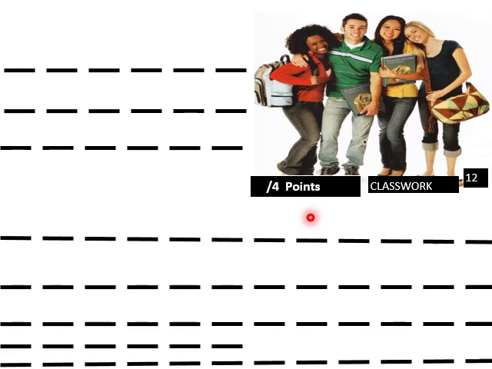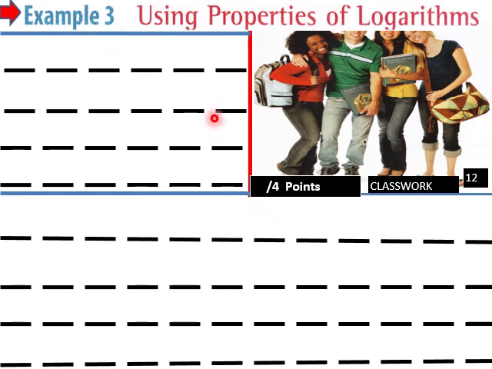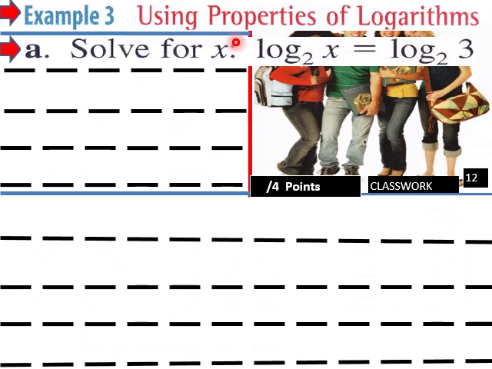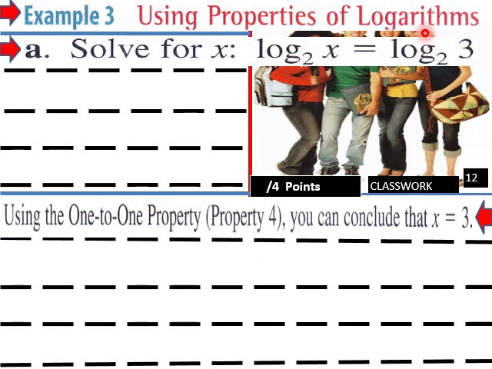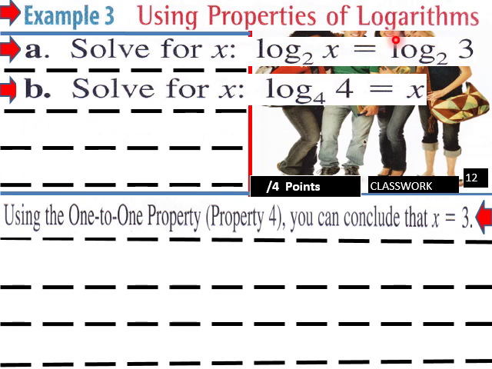Okay, into our next example here. Example 3, using properties of logs, solve for x. Log base 2 of x equals log base 2 of 3. Using the one-to-one property, property 4, you can conclude that x would equal 3 in this case. They both have the same base, so x would have to equal 3 here. What you could do is divide this side by log base 2 and divide this side by log base 2, and you get x equals 3.